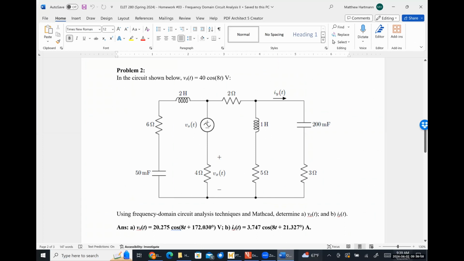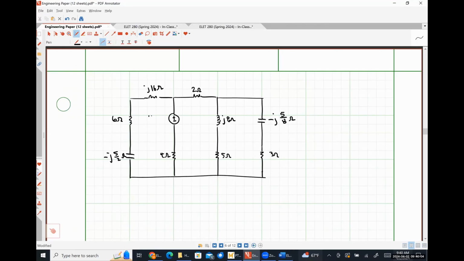And then let's see, this is 40 angle 0. Here's Bx. Here's Iy. Okay, so before I even start with my nodal analysis steps, I'm going to do a couple of things here to simplify this circuit. What I mean by that specifically is anywhere that I have elements in series, I'm going to lump them all together as a single impedance.